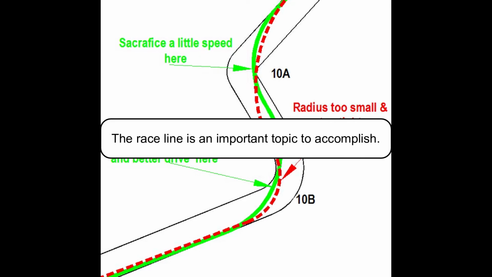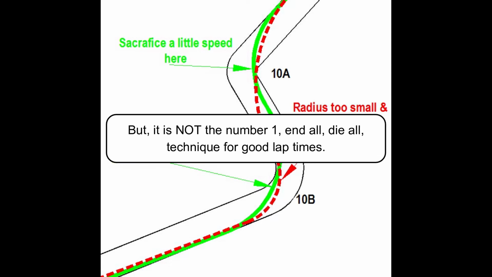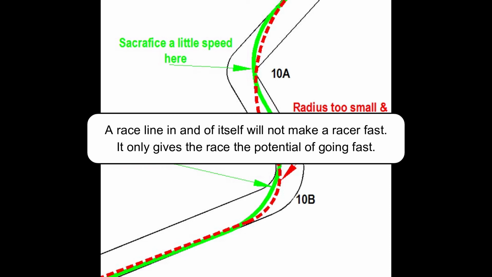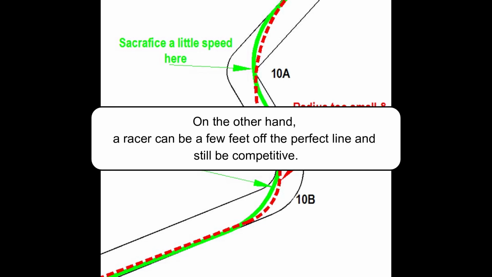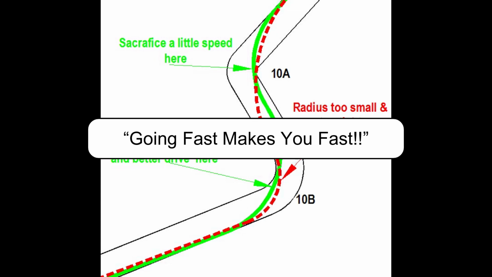A few parting thoughts about race lines. Now, yes, the race line is an important technique and a topic to accomplish, but a race line by itself is not the number one end-all, be-all technique for good lap times. A race line in and of itself will not make a racer fast. It only gives the racer the potential of going fast. For example, a racer can be on the perfect race line and still be a slug out here. But on the other hand, a racer can be a few feet off the perfect race line and still be competitive. It's the going fast that makes you fast. So you need to have the other techniques and skills mastered also to be able to go fast.